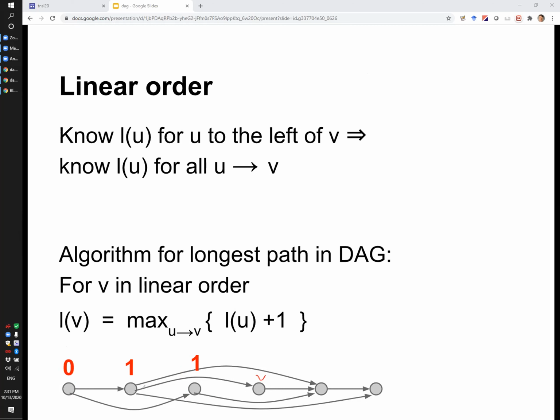What is the label of this vertex? Again, we look at all the predecessors of it. There is only one predecessor. The label of that predecessor is 1. So we add 1 to the label of the predecessor and get the label of this vertex. It's 2.